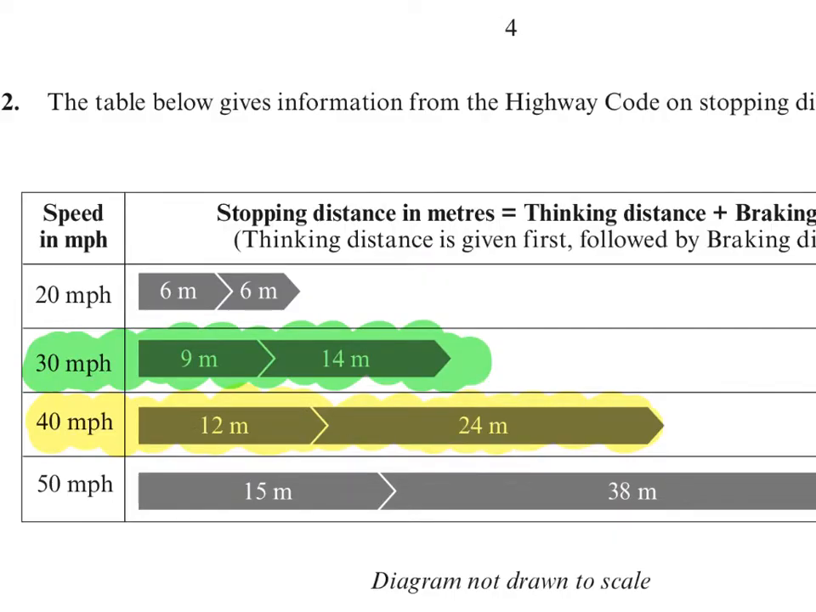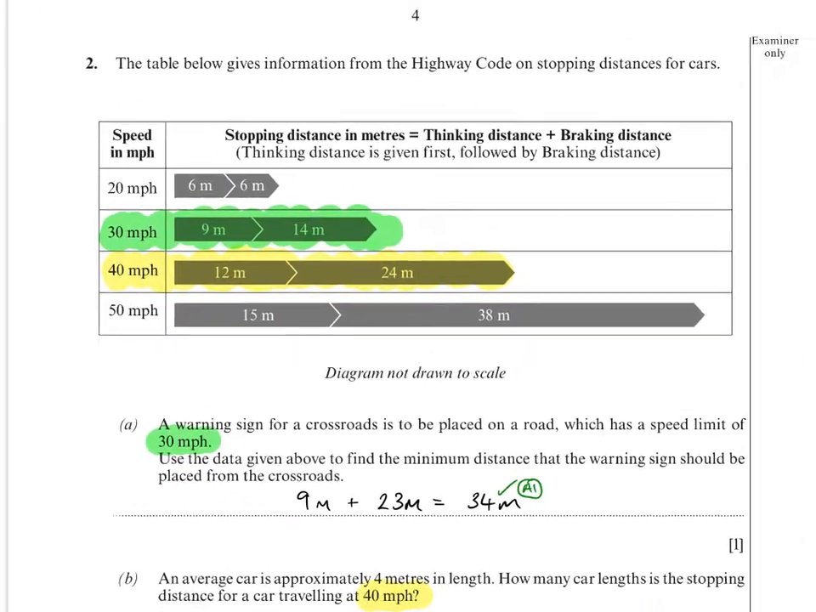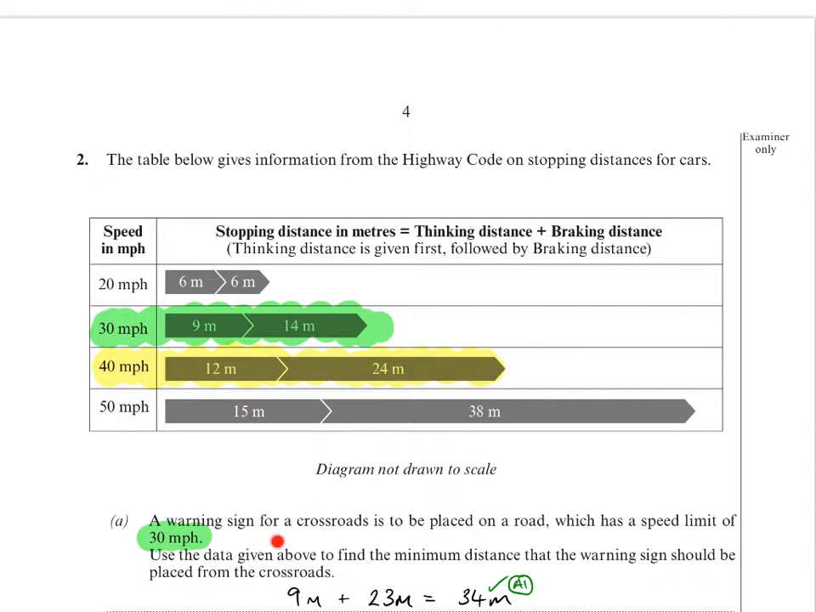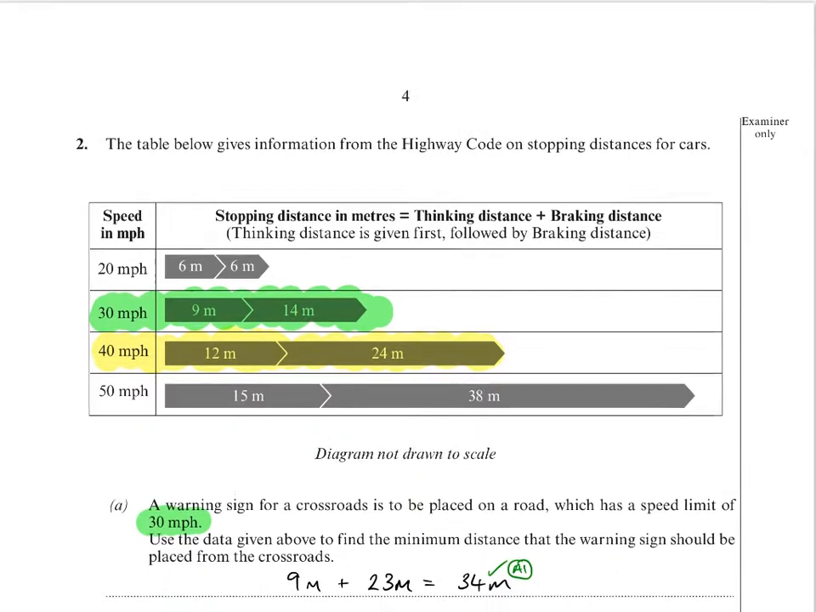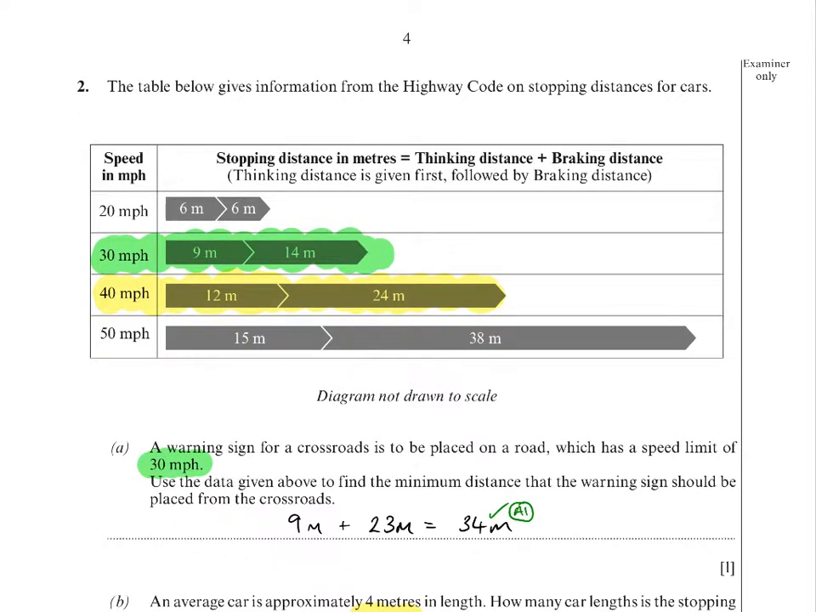So I did it. If I zoom to the bit that I wanted, it says a warning sign for a crossroads is to be placed at the speed limit which is 30 miles per hour away, or 30 miles per hour. Use the data above to find the minimum distance that the warning sign should be placed from the crossroads. Well, it's this one here. It is 9 metres, add 14. Okay? Now, can you spot the mistake in mine at all anywhere?